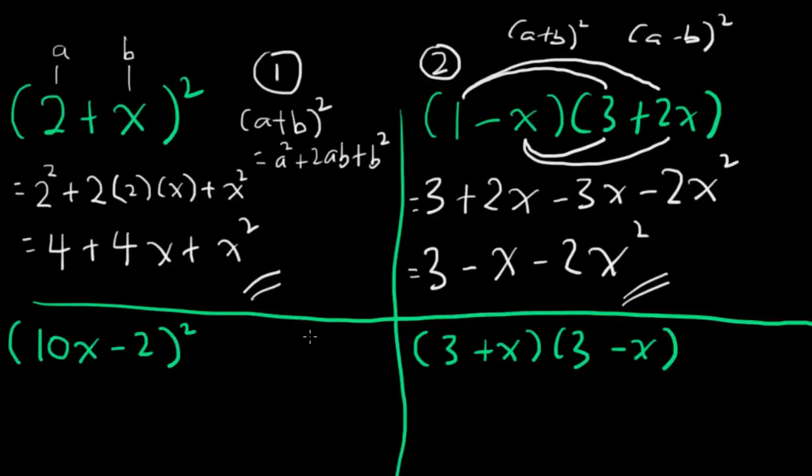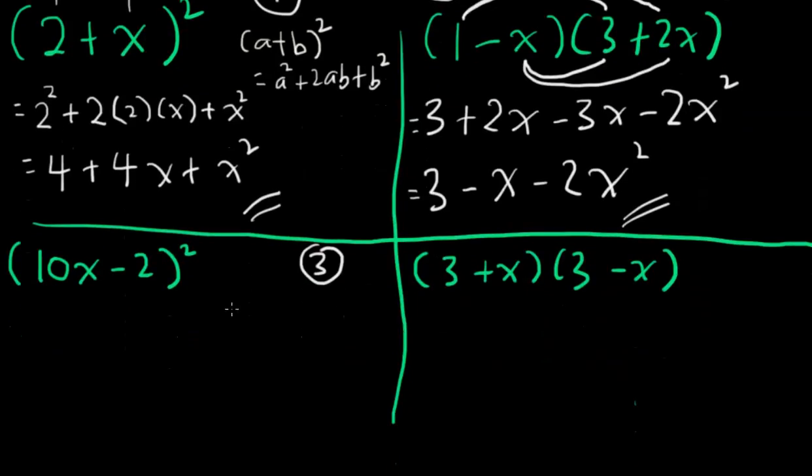Okay, so in the third example here, we actually notice something. The algebraic expression follows this form, a minus b squared, right? Whereby a value is 10x and b value is 2. So we can very simply apply our formula that says that if it is a minus b squared, your expanded form will be a squared minus 2ab plus b squared. Okay, so let's apply that.